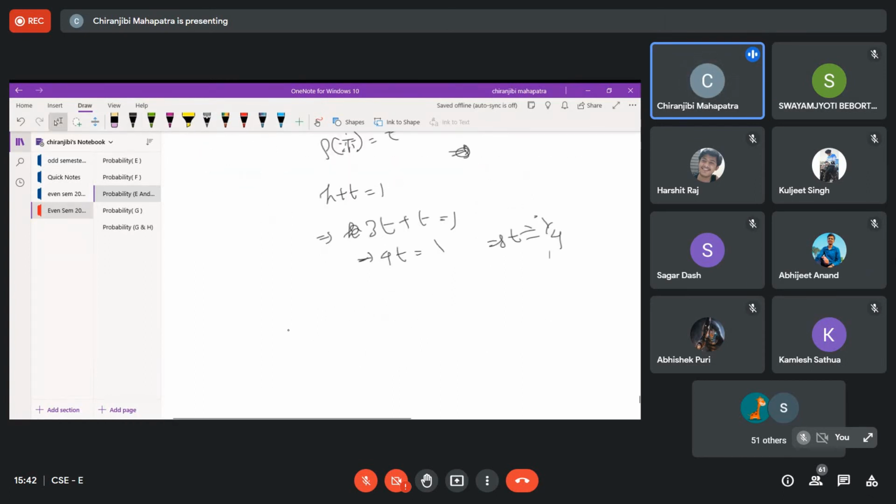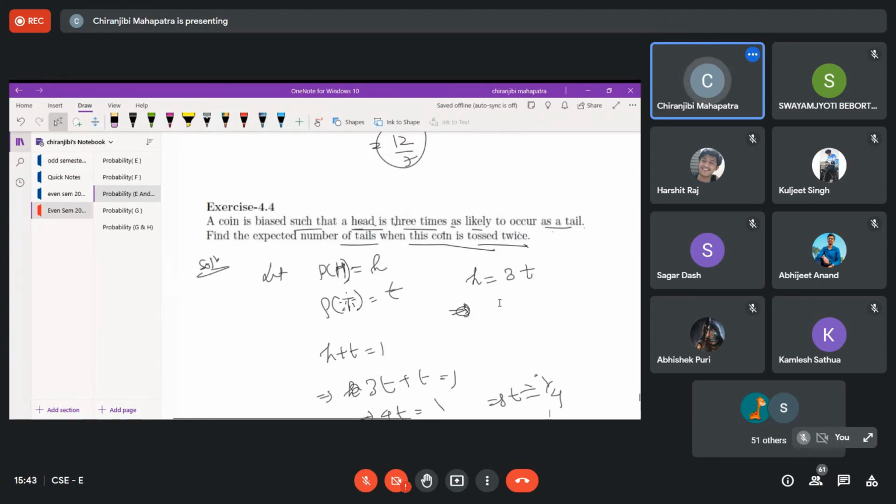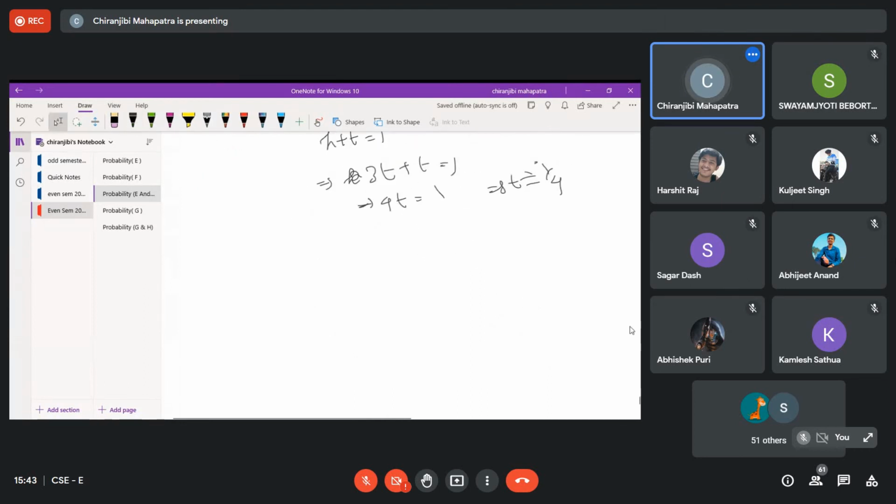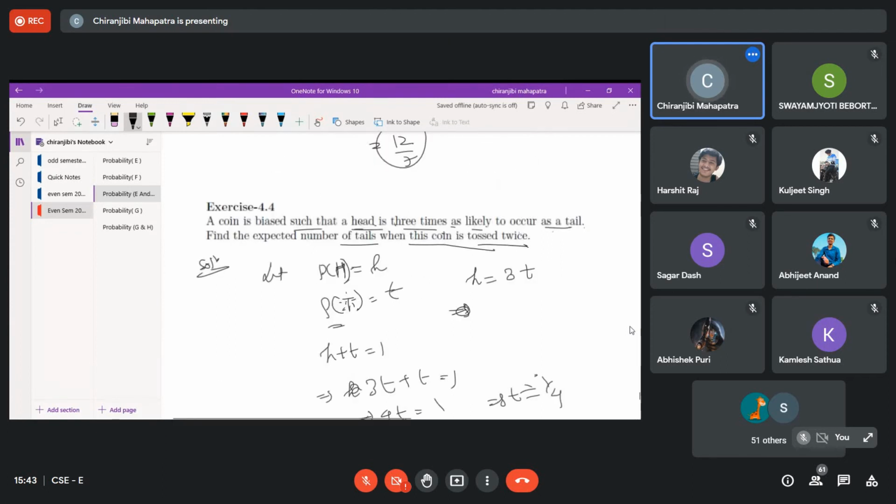Okay, so you have got the value of t as 1 by 4. t means probability of tail. So the probability of getting a head is 3 times that, which is 3 by 4, and the probability of getting a tail is 1 by 4. Now you have to find the expected number of tails when this coin is tossed twice.